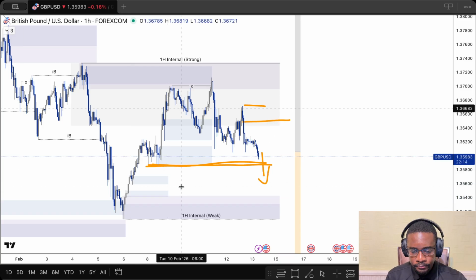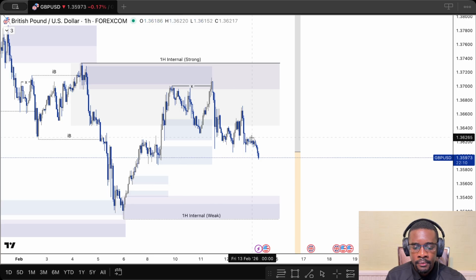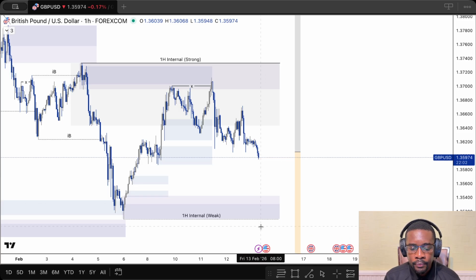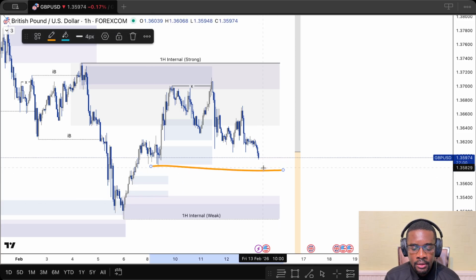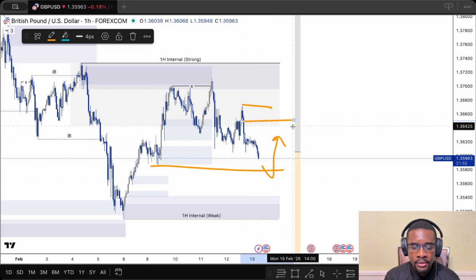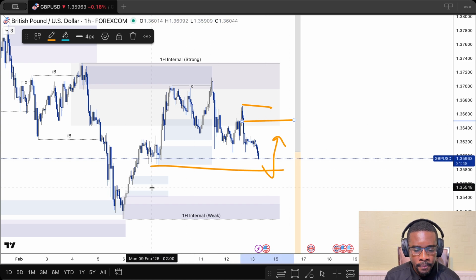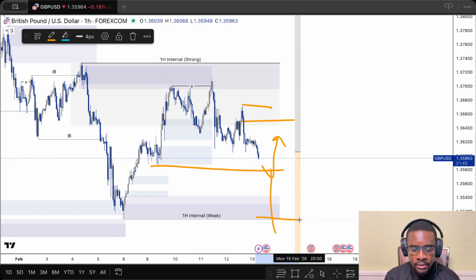So for the pound, it's more on the bearish side. That's what I'll be looking at for the pound. If we take this, then look for longs, maybe towards this area. And if that doesn't work, then we wait for this low to be swept to then look for longs again.